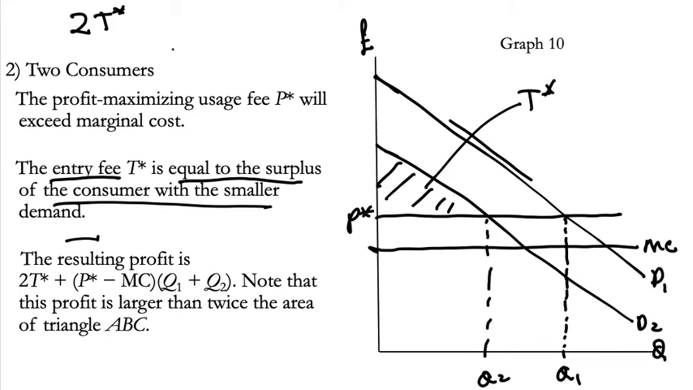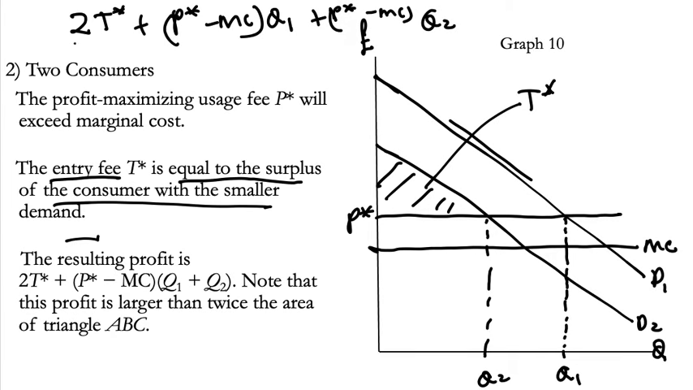Okay. What about the profit from selling buffet, for instance? The profit from selling buffet is, you can see price is above MC. So P star minus MC times quantity consumed by consumer 1, which is Q1, isn't it? Plus P star minus MC times quantity consumed by consumer 2, which is Q2. And then total profit is this plus this plus this.